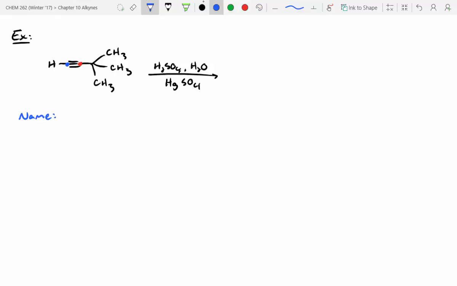3,3-dimethyl 1-butyne. Well, let's do the naming really quick. So do I want to number left to right or right to left? Left to right, right? Just like with alkenes, we want to have the alkyne in the lowest position. So we know it's going to be a butane analog, right? So in this case, we've got a 3,3-dimethyl.